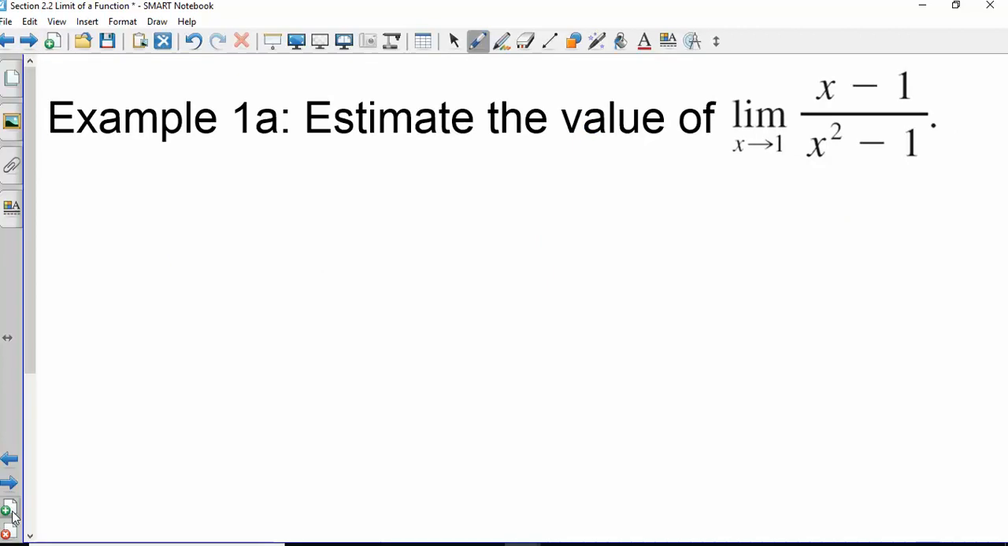So let's look at an example. I want to estimate the value of this limit: the limit as x approaches 1 of x minus 1 over x squared minus 1. Can you just plug 1 into this equation? No. You get 0 on the bottom. So that will not work. I cannot just plug it in. So what do we do?